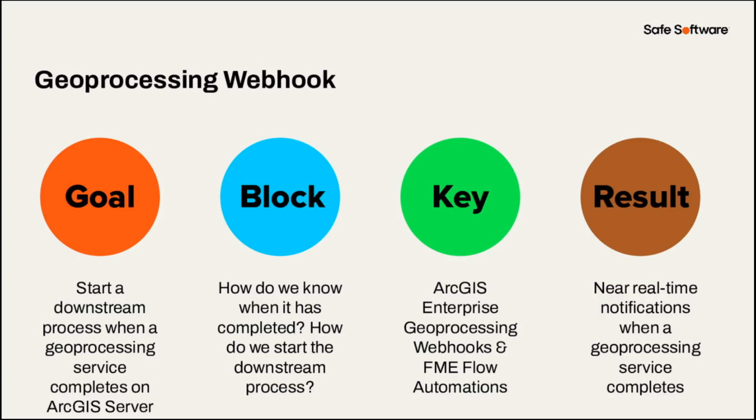Awesome, thanks, Dan. Yeah, so I'm going to demonstrate the last new webhook that's in Enterprise 11, which is the geoprocessing webhook. Prior to Enterprise 11, there was just organization webhooks. So our goal with this demo is to start a downstream process when a geoprocessing service completes on ArcGIS server. And the blocker in this case might be, how do we know it's completed? How do we start that downstream process? And of course, as we've seen so far, the solution is going to be a webhook, in this case, an enterprise geoprocessing webhook and a FME flow automation to catch that webhook message. And the result will be near real-time notification whenever a geoprocessing service completes.